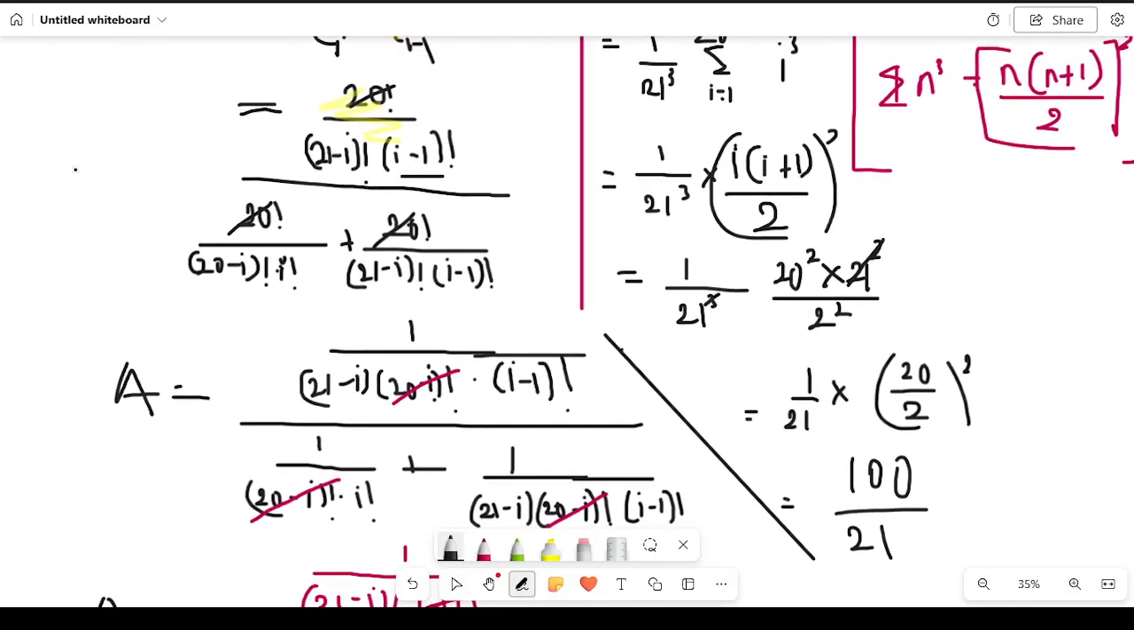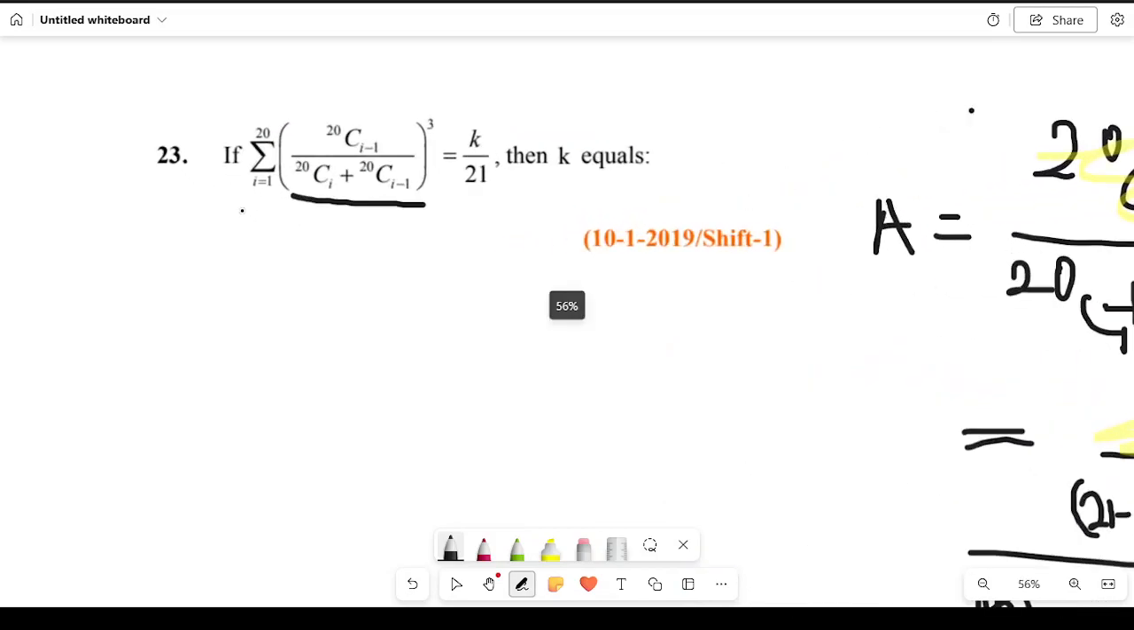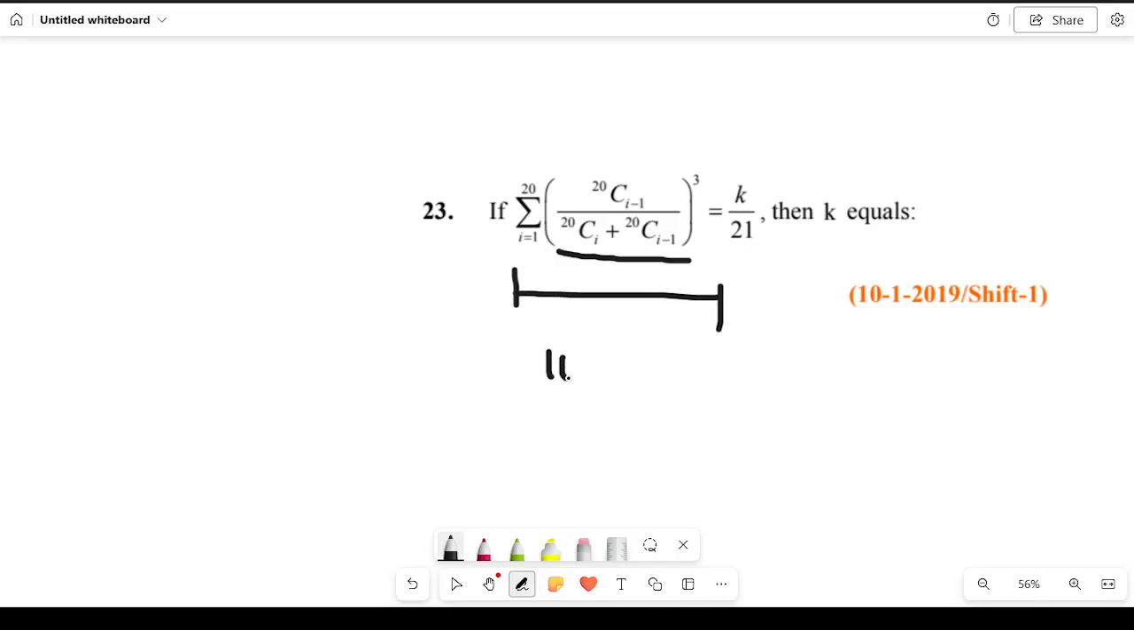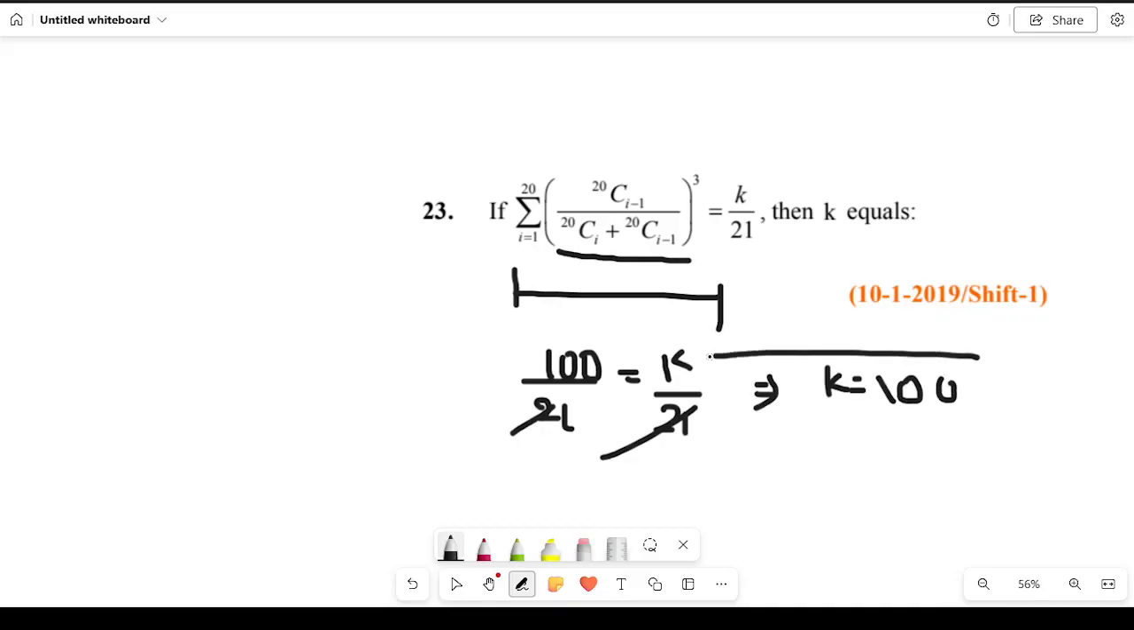So I got the value of the summation of i equals 1 to 20 of (20Ci-1 upon 20Ci plus 20Ci-1) whole cube equals 100 upon 21. That is equal to k upon 21. So if I relate this, the value of k is equal to 100. Therefore, the answer for this question is 100. Thank you.